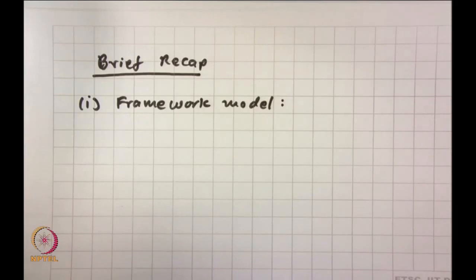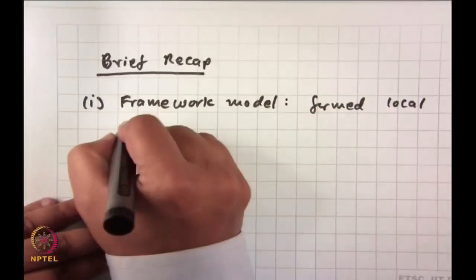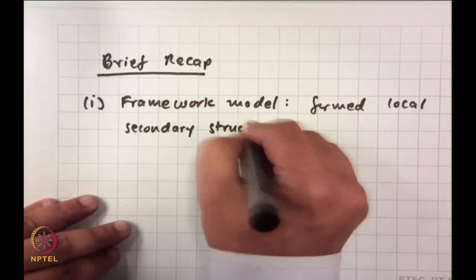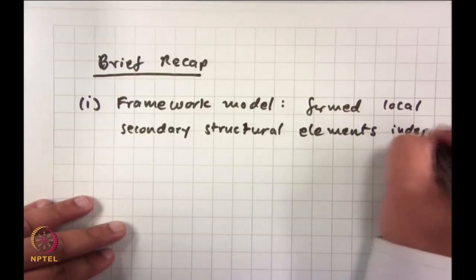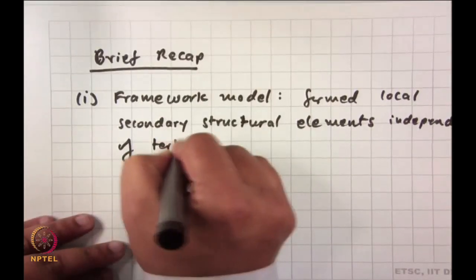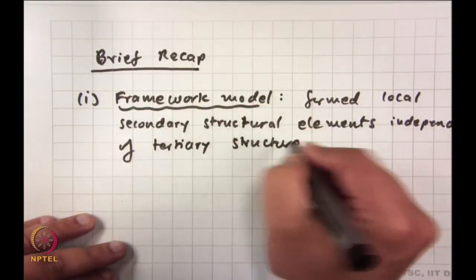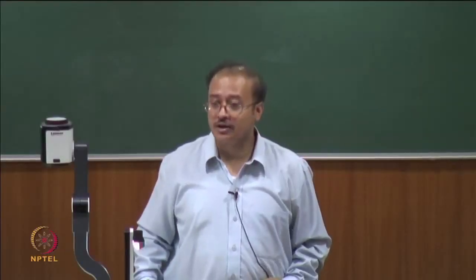Now, what happened in the framework model was you formed local secondary structural elements independent of tertiary structure, okay, independent of tertiary structure. So, that means the local elements did not care what your tertiary structure was, it just formed those local elements. Remember, these local elements were referred to as those micro domains, right. I understand that it is a long time ago. So, micro domains, if you would remember.